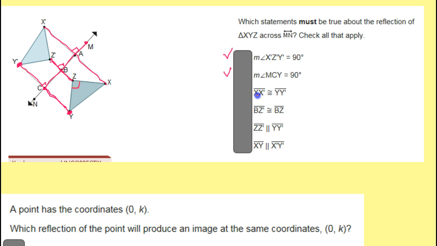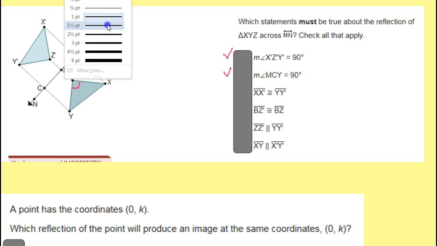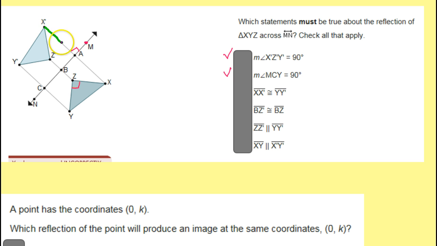From line segment X prime. All right, let me change colors on this one. So X prime. Okay, so we're talking about this right here, this green. You know what? I'm going to have to do better. Maybe if I make it a little thicker. Okay, so here's the line segment from X to X prime. And then from Y to Y prime would be right here.